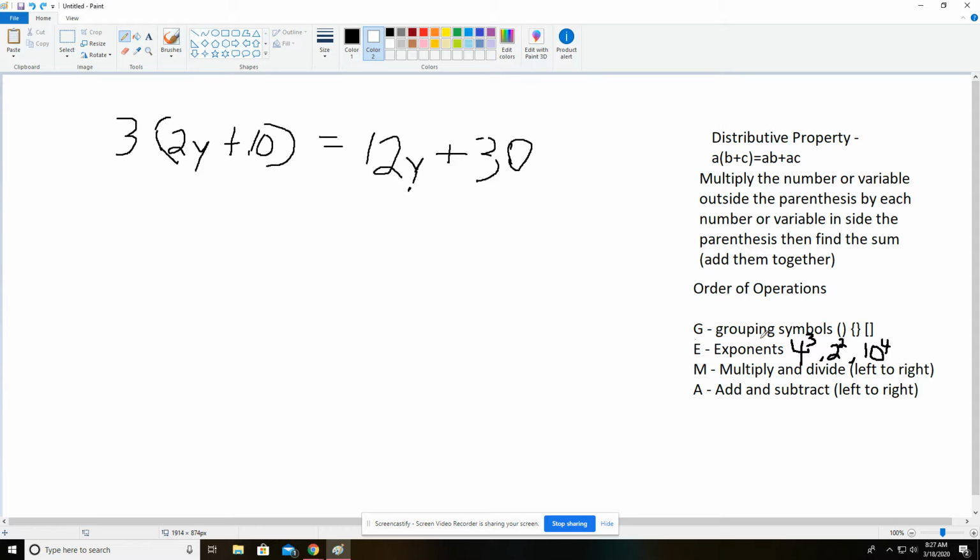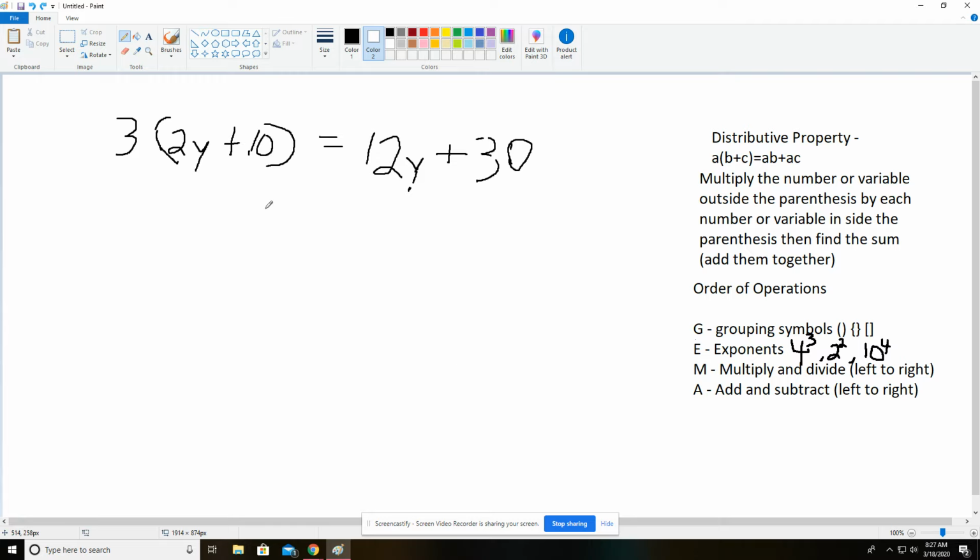You're also going to need to just remember the order of operations. So we need to do grouping symbols first, means parentheses, brackets, or braces. Exponents, things like 4 to the third, 2 to the second, or 10 to the fourth. That little number up there, remember, is the exponent. And then you multiply and divide left to right, third, and then last, you add and subtract left to right.